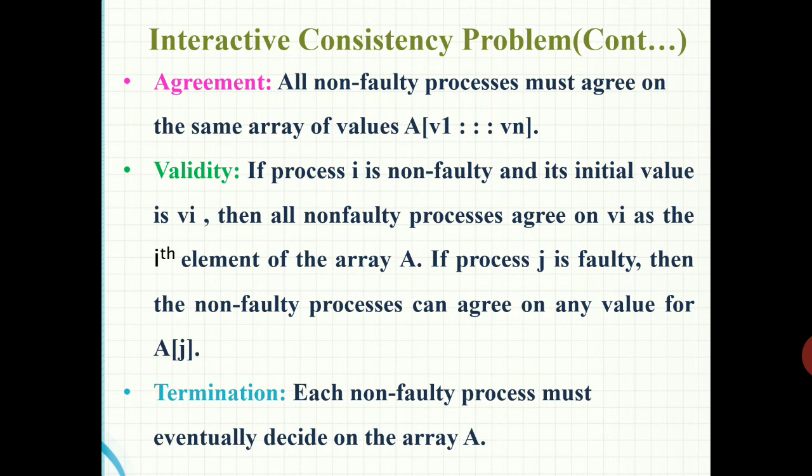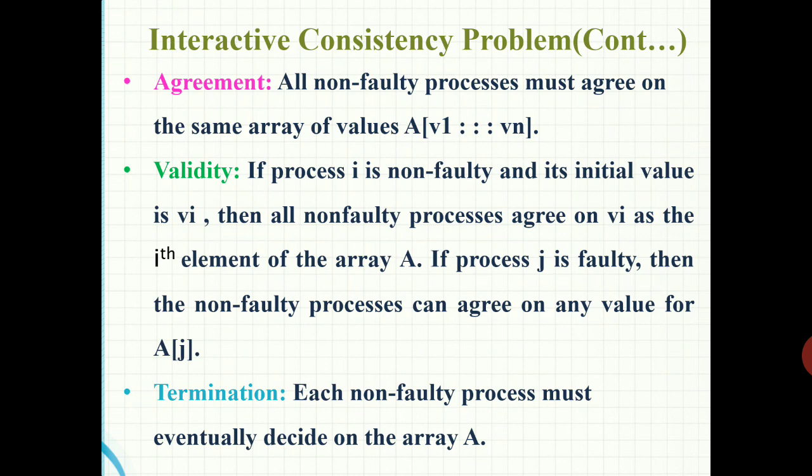If a process i is non-faulty and its initial value is vi, then all the non-faulty processes agree on vi as the ith element of the array. If the process j is faulty, then the non-faulty processes can agree on any value for aj. That is the condition of validity. Then come to the termination. Each non-faulty process must eventually decide on the array A.